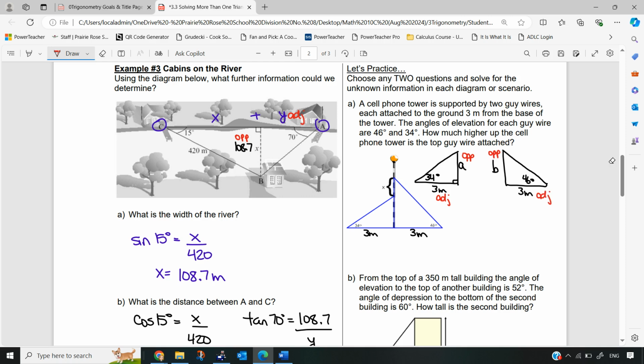Now don't be surprised when we're working with these multi-triangle problems that tan does pop up quite a bit. That's quite common, so don't be surprised if you see tan a little bit more often. Setting up our ratio, I have tan of 34 degrees is A over 3, and then my other ratio will be tan of 46 degrees is B over 3.